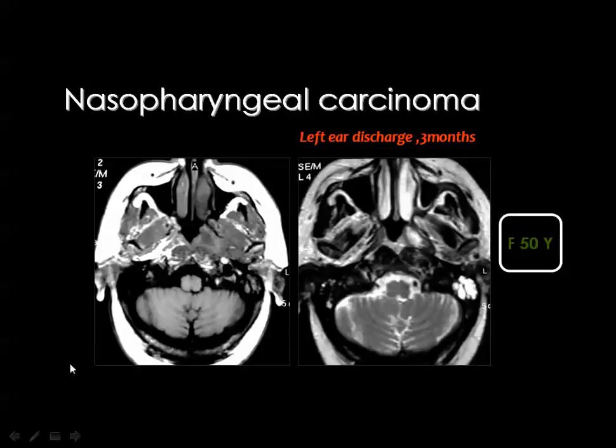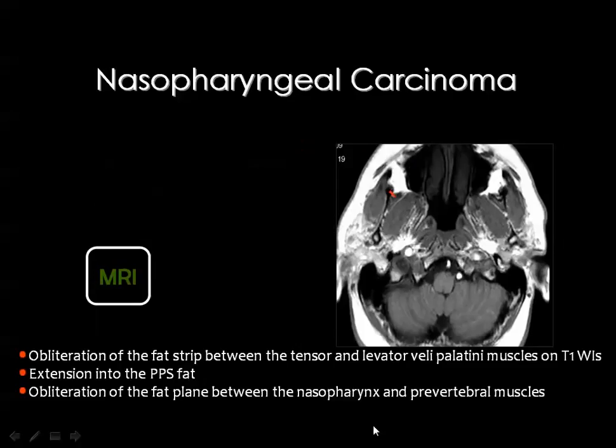By MRI, you can see a lesion infiltrating the nasopharynx of intermediate signal in the T1 and heterogeneous high signal in the T2 weighted image. And you can appreciate easily the presence of secretions in the mastoid secondary to involvement of the Eustachian tube. Then, nasopharyngeal carcinoma can be detected earlier by MRI because of the MR sensitivity for the anatomy.